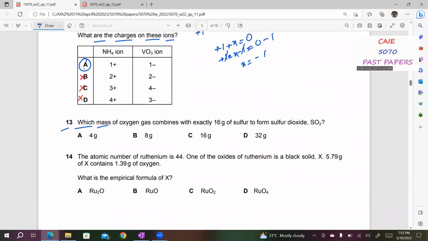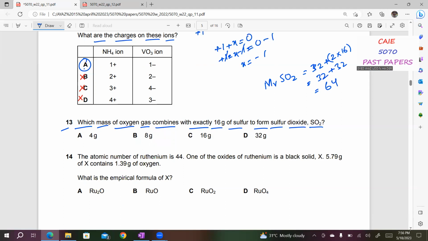13. Which mass of oxygen gas combines with exactly 16 grams of sulfur to form sulfur dioxide, SO2? What is the MR of SO2? MR of SO2 is, you know, the AR of S, it is 32 plus, we have 2 atoms of oxygen, so we will multiply 2 by 16. So we have 32 plus 32, 64 will be the MR.